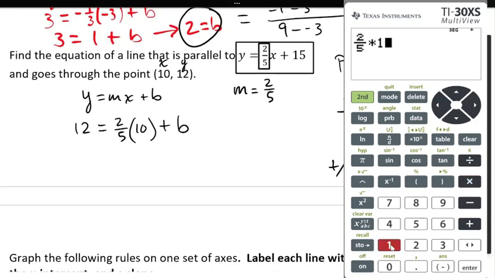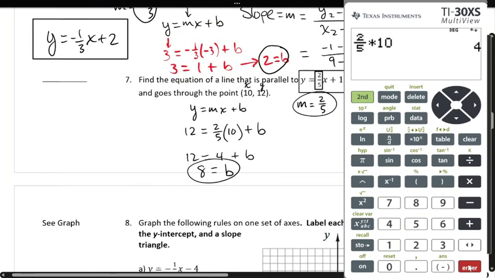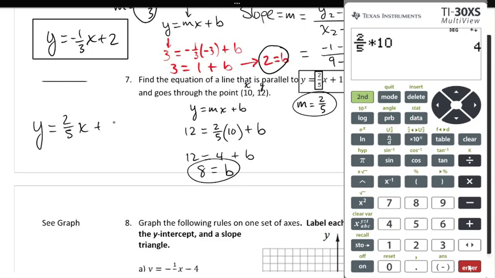So I've got 2/5, and I'm multiplying it by 10. So this equation simplifies to 12 is 4 plus b. And then I'm just going to subtract 4 from both sides. 12 minus 4 is 8. And the other side is going to become b. So I know both of my parameters now. I know the information required to make the equation of the line. And the equation of the line is y is 2/5 times x plus the number 8.